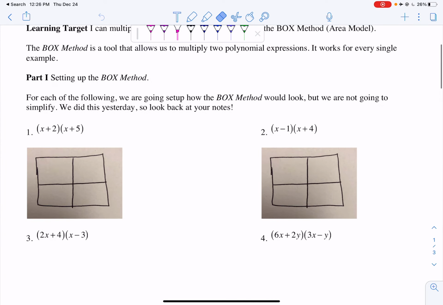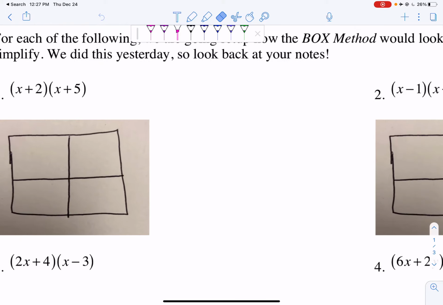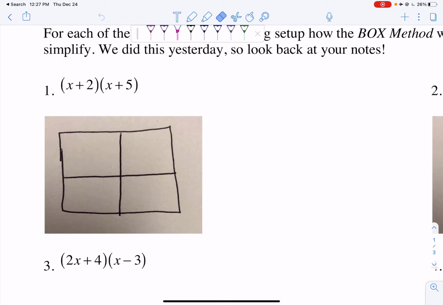For each of the following, we're going to set up how the box method would look, but we're not going to simplify. We did this yesterday when we did the area model. So please look back at your notes if you don't know how to get these numbers in the box. I'm going to do the first example for us, and then you're going to walk me through example number 2. So example number 1, I have x plus 2 times x plus 5.